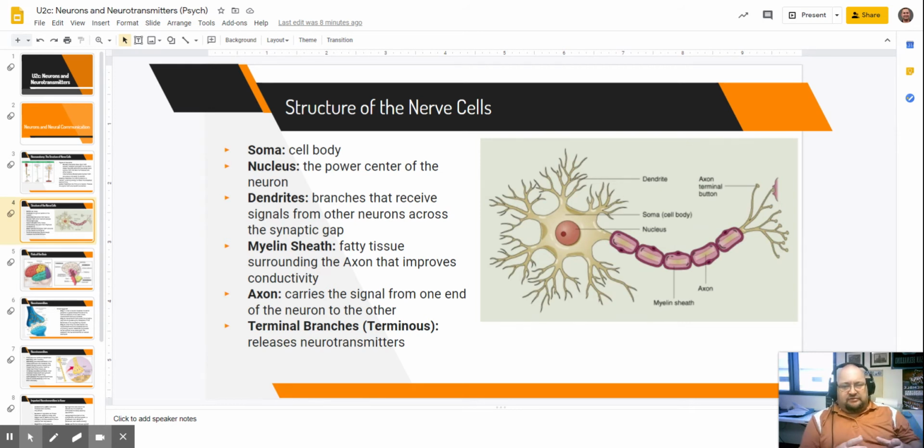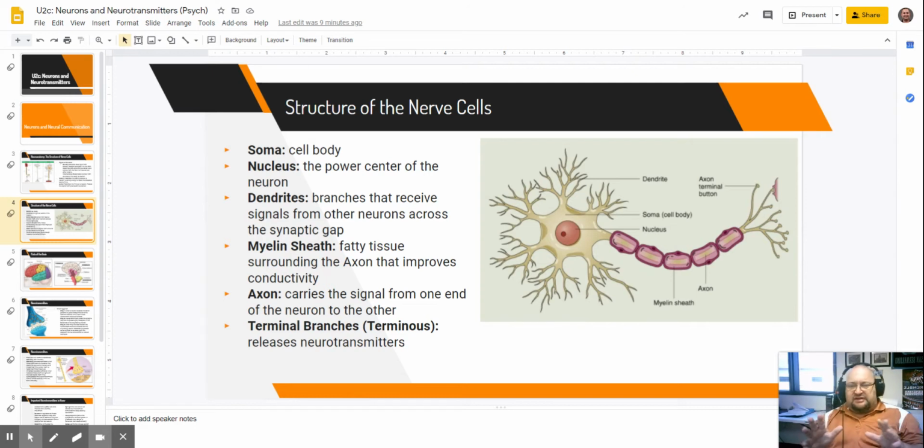Within the center of the neuron is what we call the nucleus. This is the power center. This is where all of the action potential is stored. It's where the nutrients feed the cell and keep the cell functioning. It's where all the data that the cell needs to operate is stored. Think of it like the CPU on a computer, right? The central processing unit.